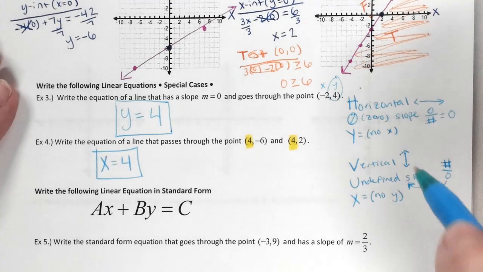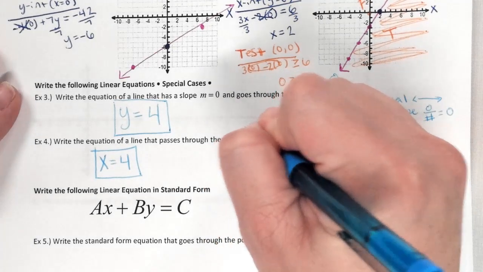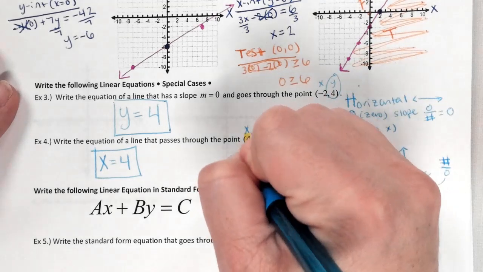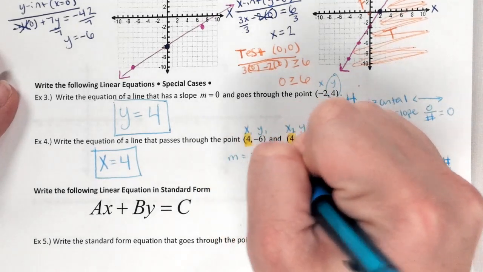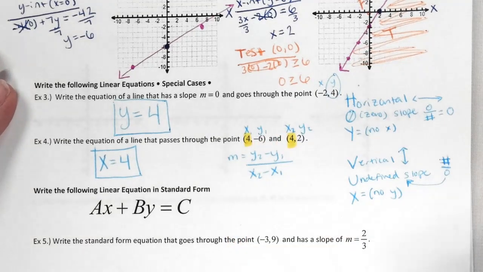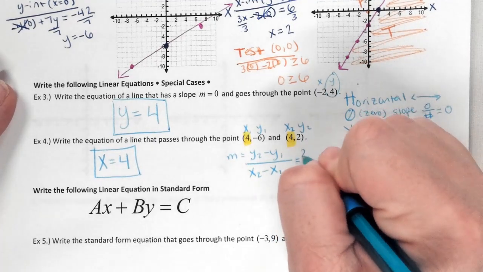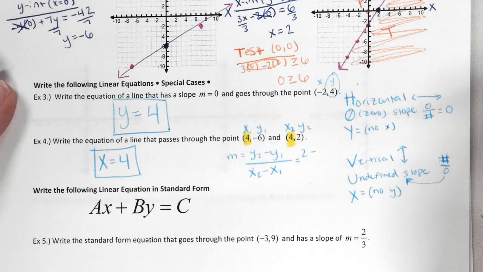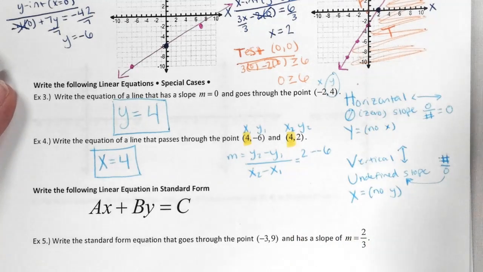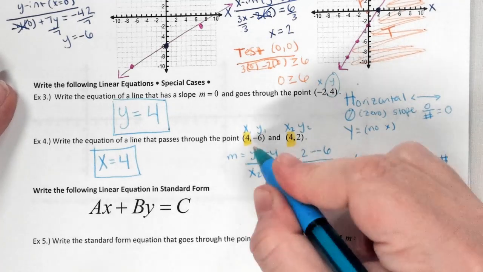However, if you didn't notice, because sometimes we just get going and we don't notice, right? Remember that you have to find your slope. So slope is y2 minus y1 over x2 minus x1. Well, what's my y2? 2 minus what's my y1? -6, and then the 2 negatives makes a plus, you're right. And then we have x2, which is 4, minus x1, which is 4.